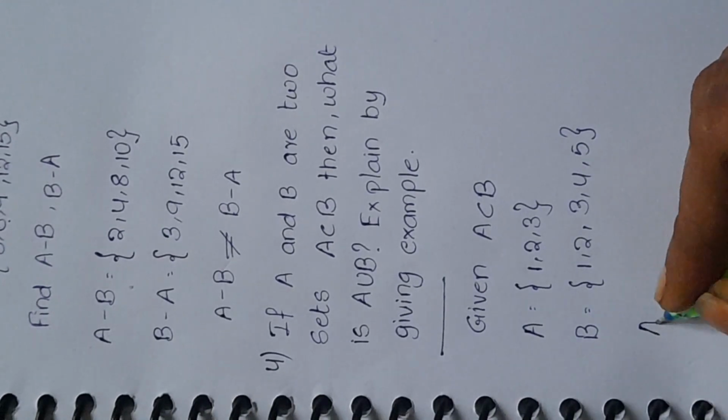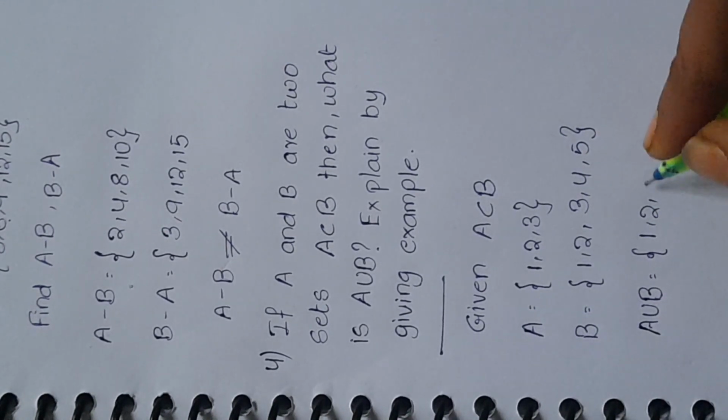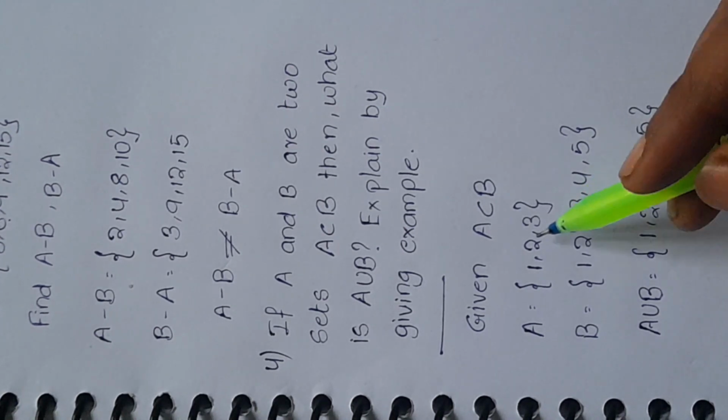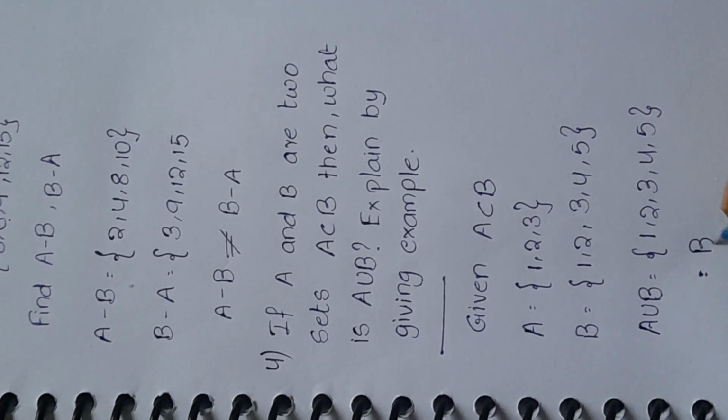Now let us find A union B. A union B is, we should take all the individual elements 1, 2, 3, 4 and 5. All these terms are present in A and B. So A union B is B.